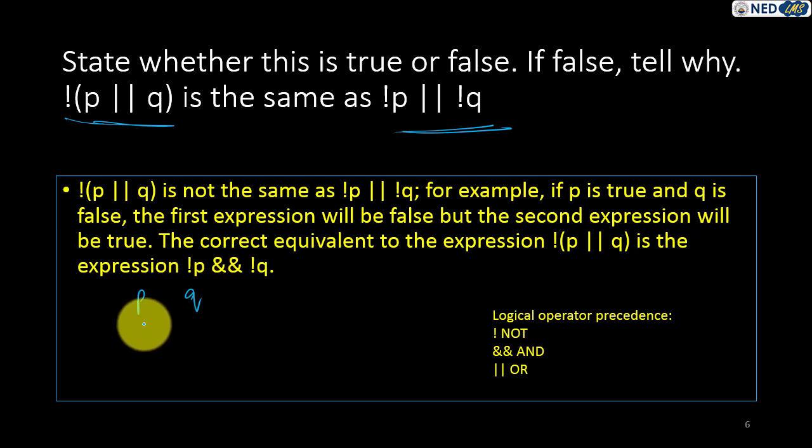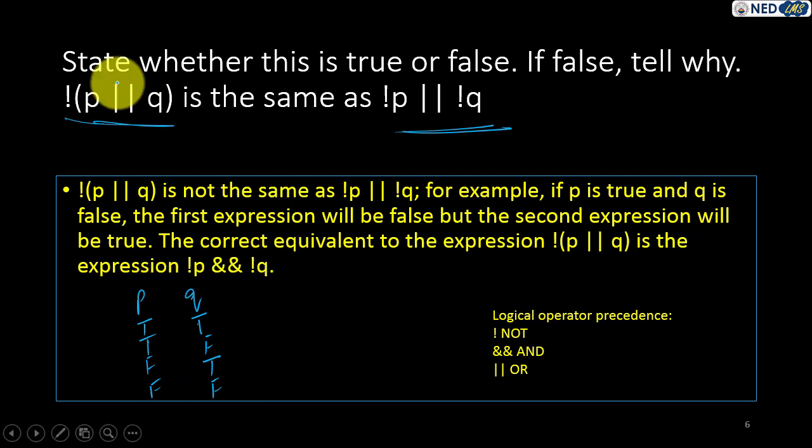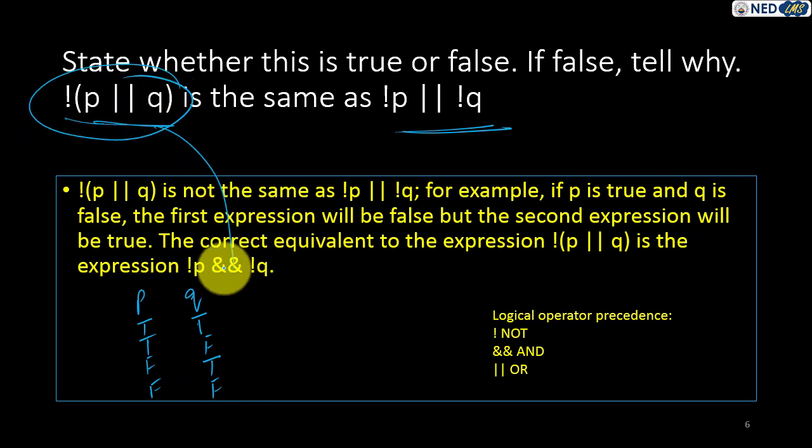So let's say p we mean true, and q is true, then p true and q false, then p false and q true, and p false and q false. If we take this expression over here, since parentheses are used, obviously the first thing to be evaluated is p or q. Both are true over here, so p or q would be true, and since we have put a not over here, we have a false over here.